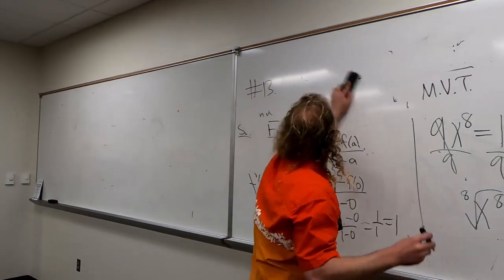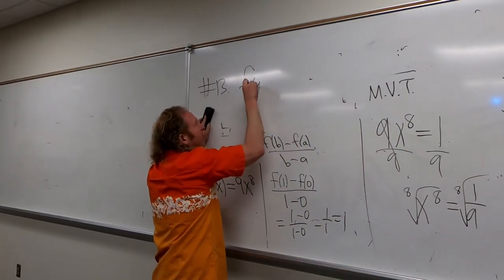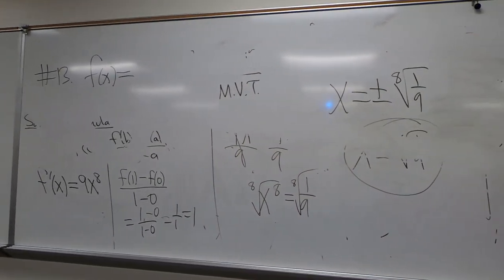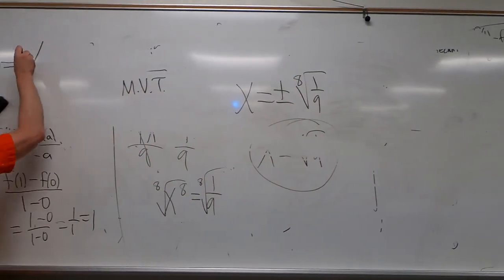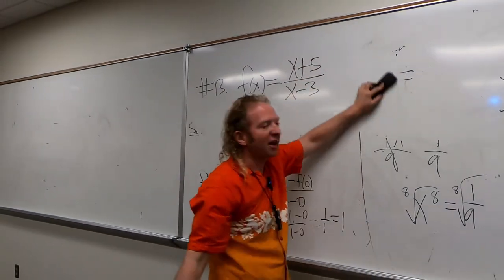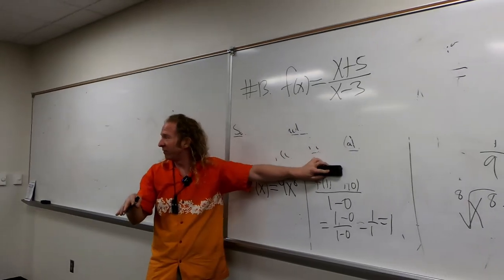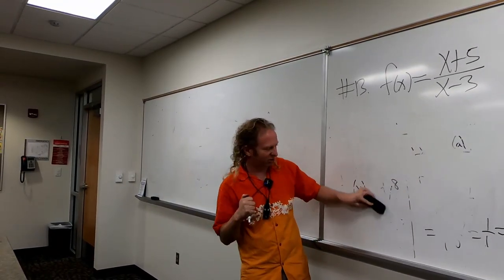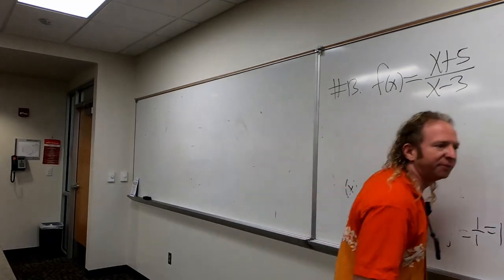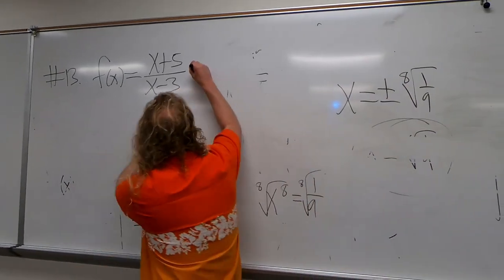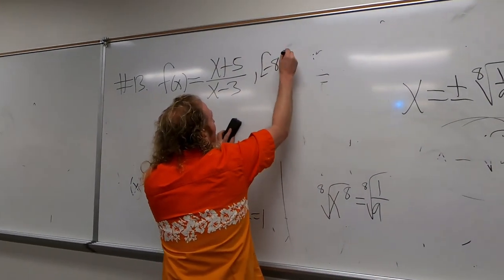13. So f of x, I don't think I've ever done this problem in class before, so this will be exciting. x plus 5 over x minus 3. And again, the old exam is really beneficial. If you look at your old exam, and there's one on there, it's good. And the interval is negative 8 to 8, and it's MVT. So find C.